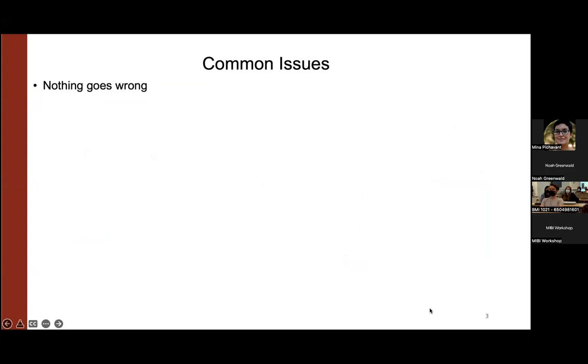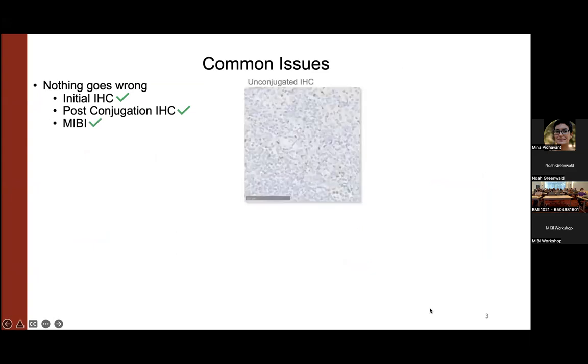We're going to do a quick overview of the issues that we'll be addressing. First, the most beautiful thing that can happen is nothing goes wrong with your antibody. You get it in, the IHC works perfectly. You conjugate it, the IHC is still working, and then you put it on MIBI and you get a beautiful image. And in theory, this is how things work every time.